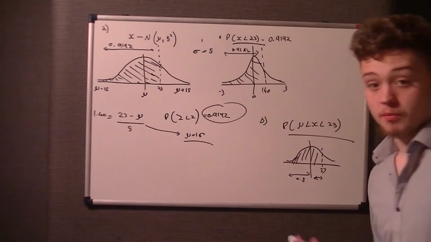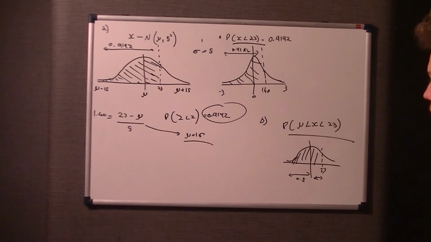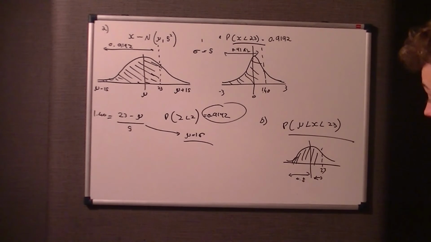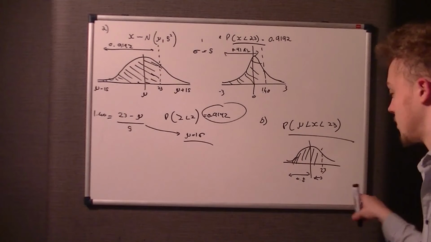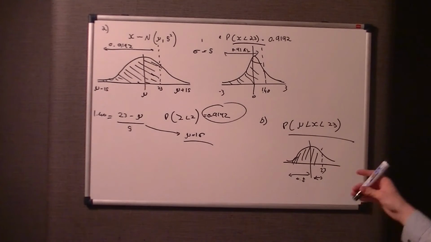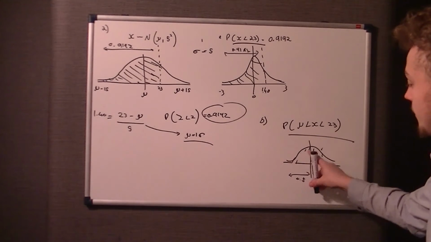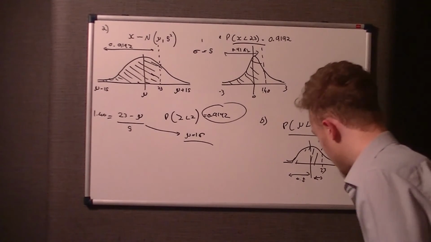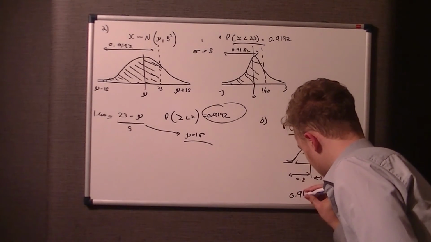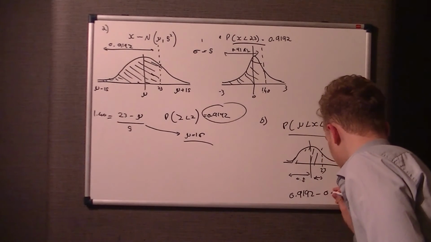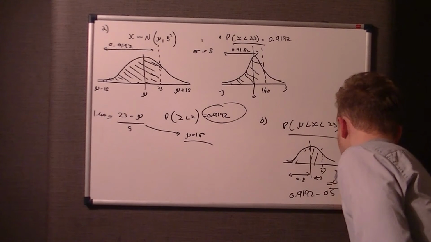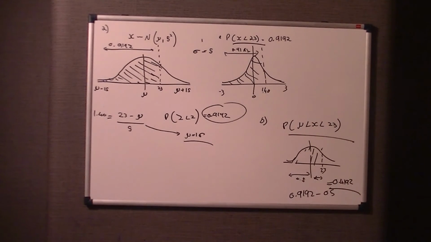Because the probability that x is less than 23 is 0.9192, and the probability that x is less than mu is 0.5, we want the distance between the two, basically just that bit. Then it's 0.9192 take 0.5, which should obviously get you 0.4192. And that's your answer to part B.